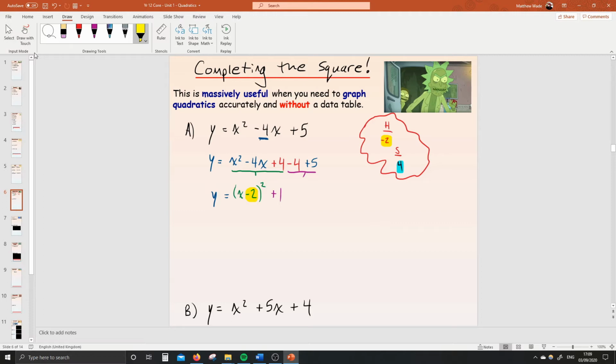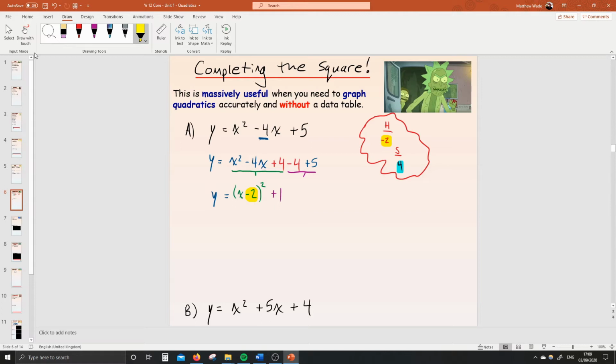Okay, just so I can appeal to you guys who did it in a different way, here's how I think most of you will have done it. You'll have seen the x squared minus 4x, you'll have halved the minus 4 to get minus 2, squared that to get 4, and then you would have, oh, I can't even remember. It's too much to do in your head, guys. I don't like that way.